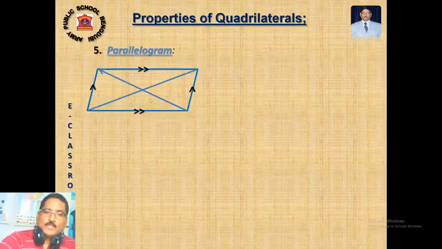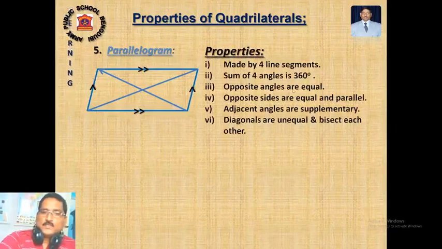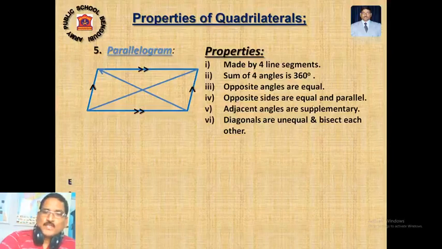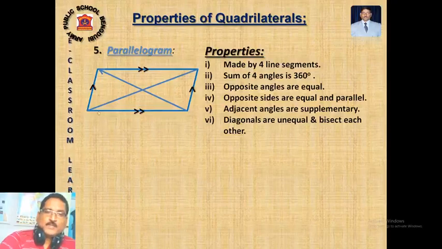And another one is what? Opposite angles. This angle equals this angle, and this angle equals this angle. Opposite angles are equal. Clear? So these are the properties a quadrilateral will follow. Opposite angles are equal. Opposite sides are parallel and equal. Adjacent angles are supplementary. Adjacent angle means consecutive two angles.